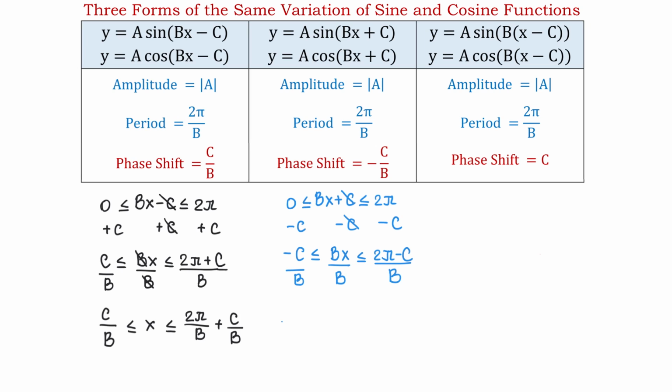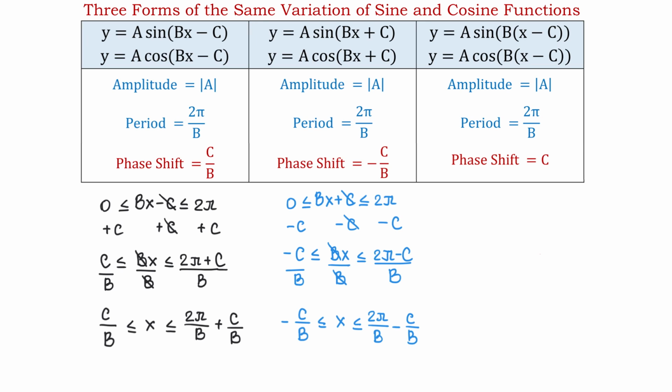Then on the left we will have negative c over b. In the middle, b and b will cancel, and we will have x. And to the right we will have 2 pi over b minus c over b. So here, negative c over b represents the x-coordinate where the cycle begins, and that's why the phase shift is negative c over b. Then the expression to the right represents the x-coordinate where the cycle ends.